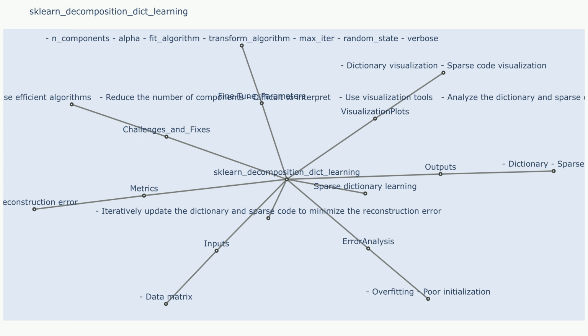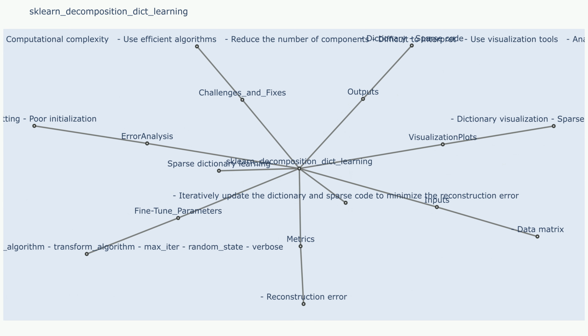Fixes to challenge 1. Initialize the dictionary with a good starting point based on prior knowledge of the data. Run the algorithm multiple times with different initializations and select the best performing dictionary based on reconstruction error.